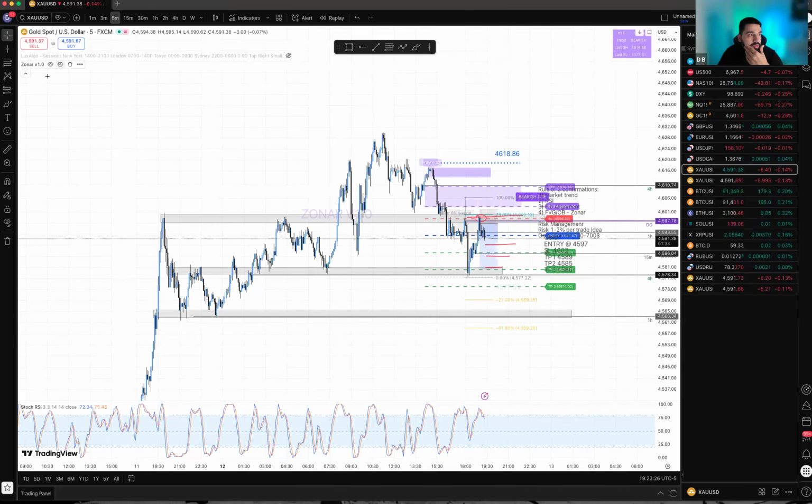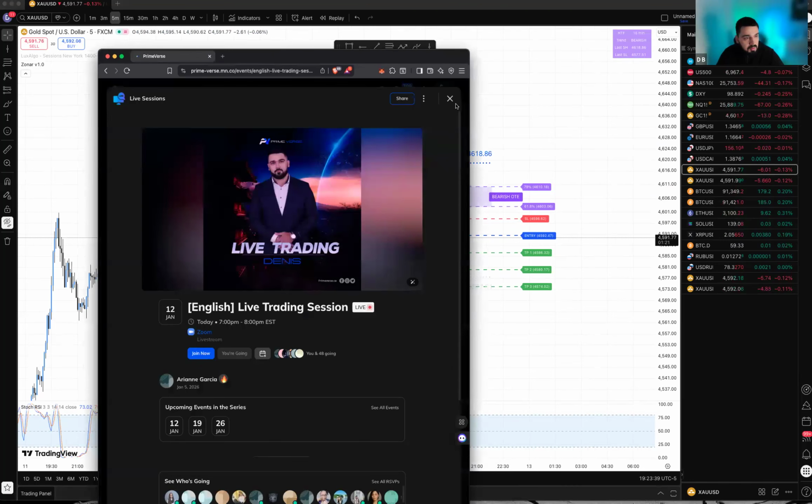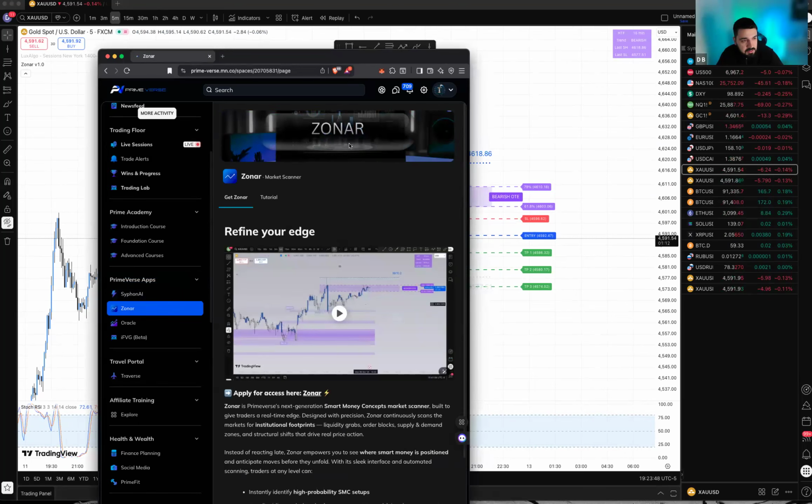Now let me answer some questions about the Zonar indicator. So I'll hide the drawings, right? Zonar indicator, I hope you guys know how to get it, right? So let's just clarify, it's available on PrimeVerse. If you go to our PrimeVerse apps, we have our Zonar indicator right here. If you've not requested access for it still, make sure to do so, right?